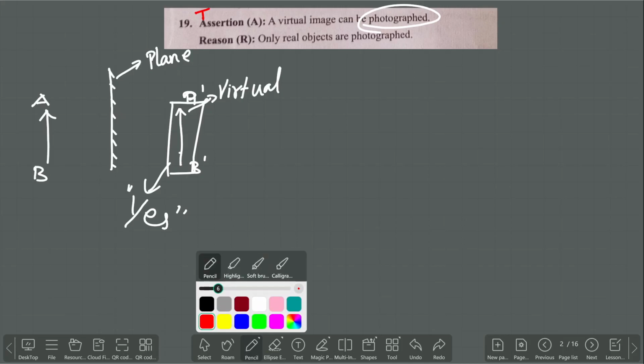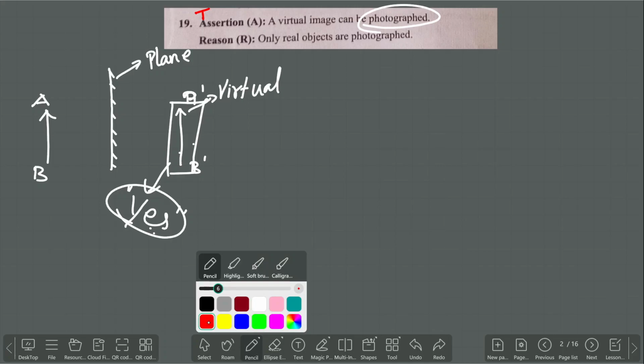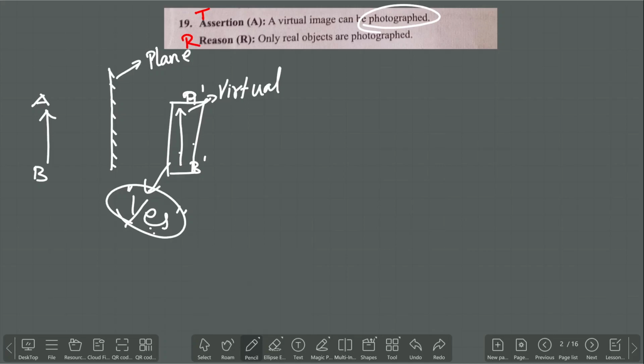Now, go to the reason. Only real objects are photographed. False. The reason itself is there. What type of image did we capture? Virtual. Clear? That means the reason is false, because they said only real objects are photographed. So this is a false statement.